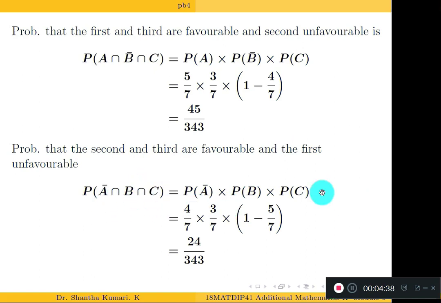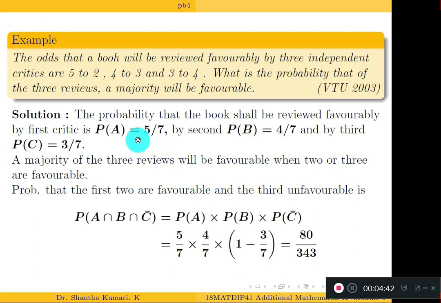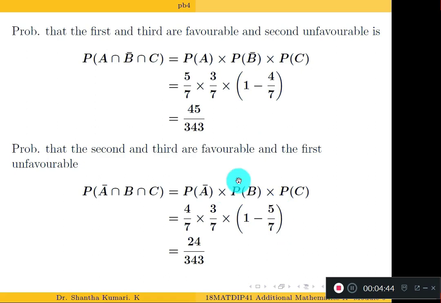Multiply the probabilities. For A complement, it is 1 minus P of A, the probability of A complement, 1 minus 5 by 7. I have written this probability of complementary events as the third term in each case, and the other two terms are written here. You can use any order, multiply and check it. The answer is 24 by 343.